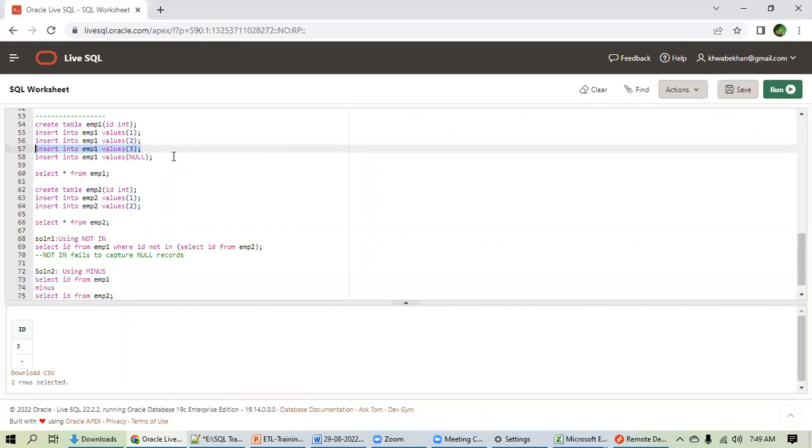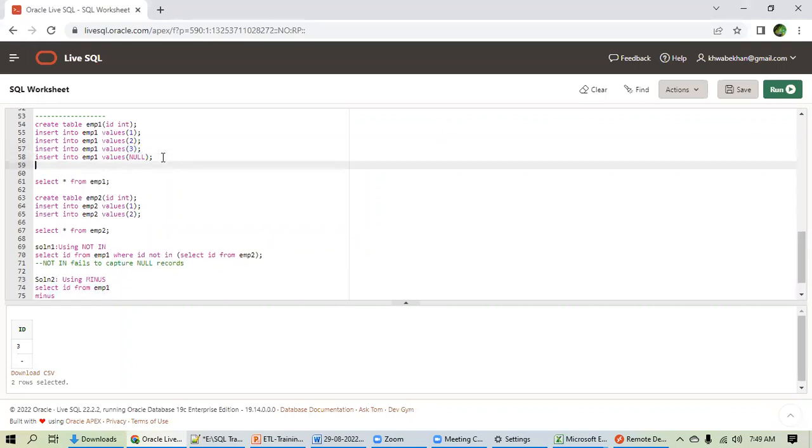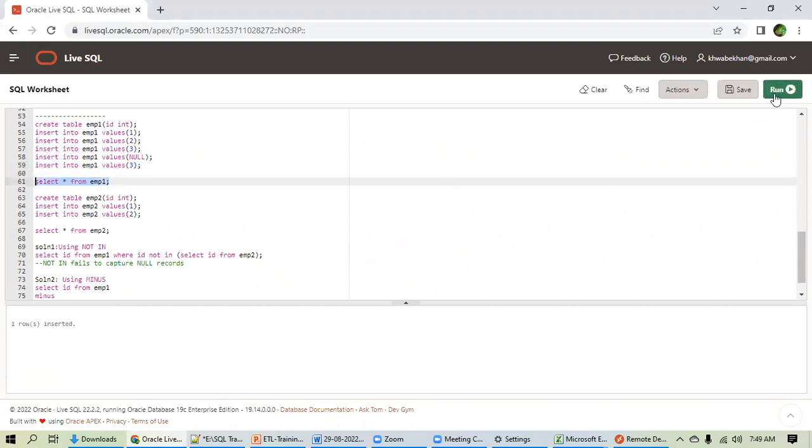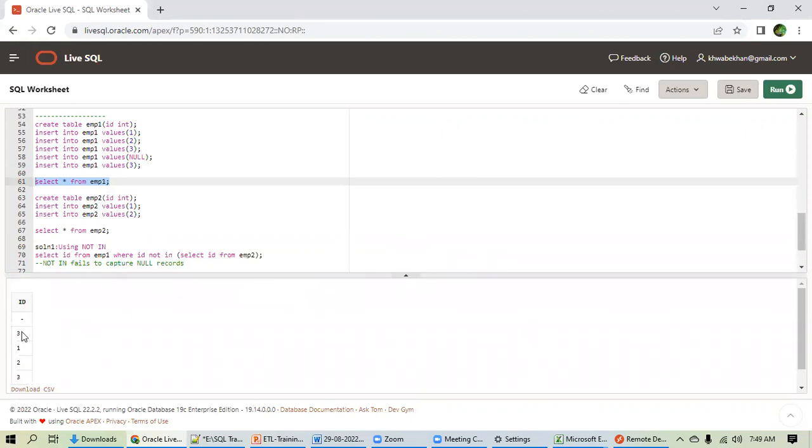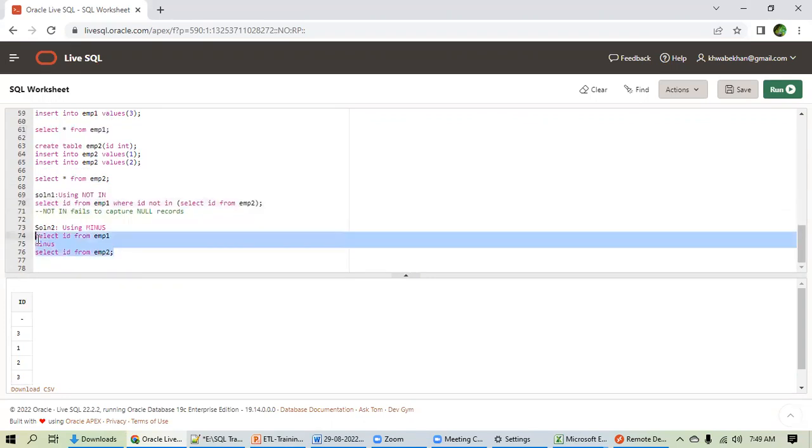Suppose this ID 3, I'm inserting this record again. Now in this employee table, employee 1 table, if I ask you, tell me the ID which is duplicate. ID 3. Okay. If I run this query, normally, what should be the output? What do you think? What should be the output?